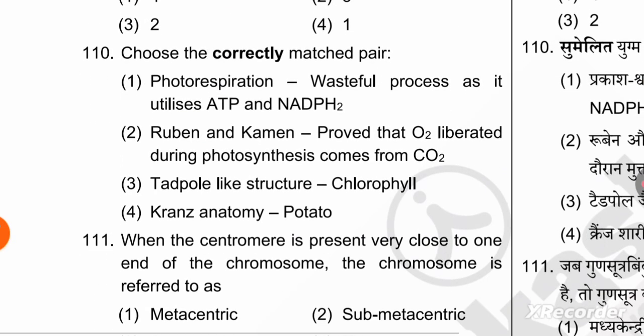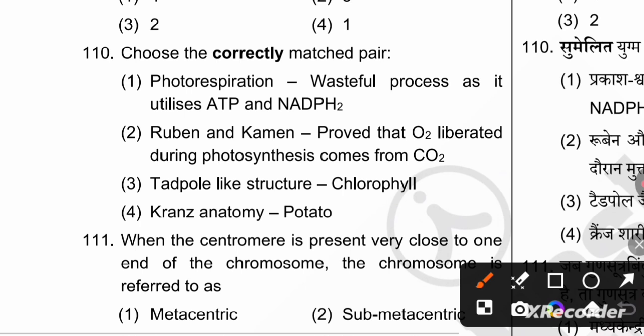Choose the correctly matched pair. We need to find out the correctly matched pair. Let us go one by one. Photorespiration is a wasteful process as it utilizes ATP and NADPH2. Children, a wasteful process never utilizes ATP. So this is a wrong statement. But in photorespiration, a number of carbon atoms will be reduced. Then let us go to the next one.